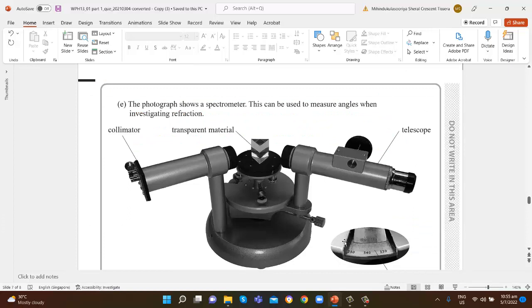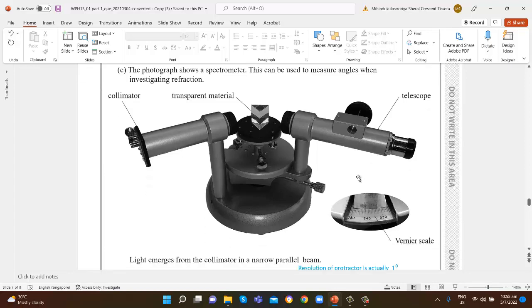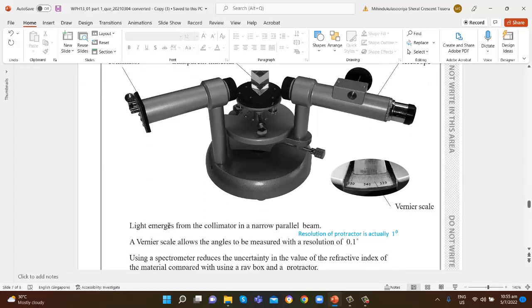The photograph shows a spectrometer. This can be used to measure angles when investigating refraction. Now you know, collimator, transparent material, telescope, everything is written there. Maybe you have not seen it. No problem, you go and read. Light emerging from the collimator is a narrow parallel beam. They are giving everything, so you don't need to worry about the mechanism or anything. What you want, they are giving.